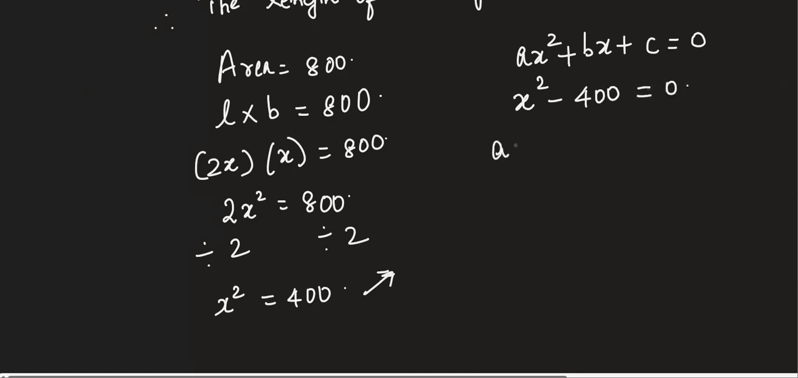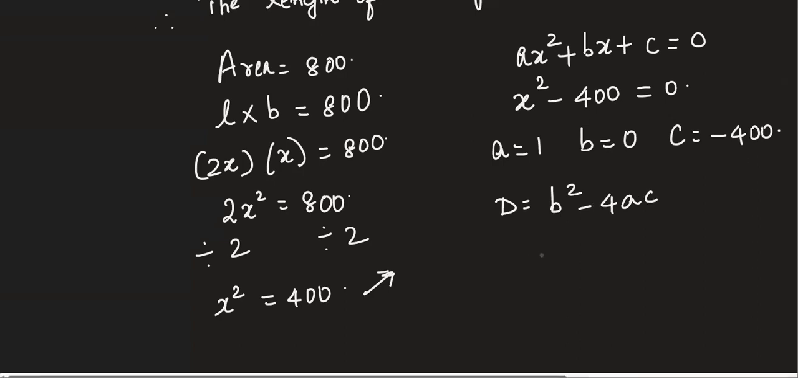Now let's write what a is here. So a is equal to 1, my coefficient of x square. B, there is no x term if you notice, which means b's value is 0 here, and c is negative 400. Now let's first find the discriminant for this one. What is the discriminant? D is equal to b square minus 4 into a into c. So here b will be 0, so that is 0 square minus 4 into a, which is 1, and c is negative 400.